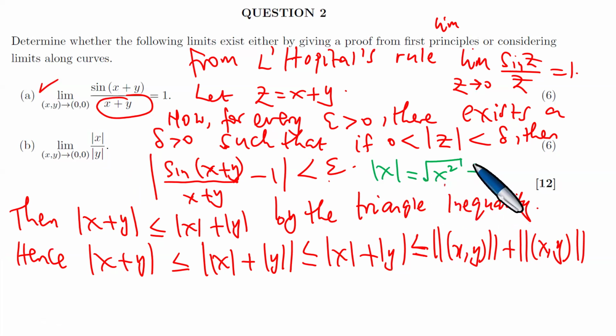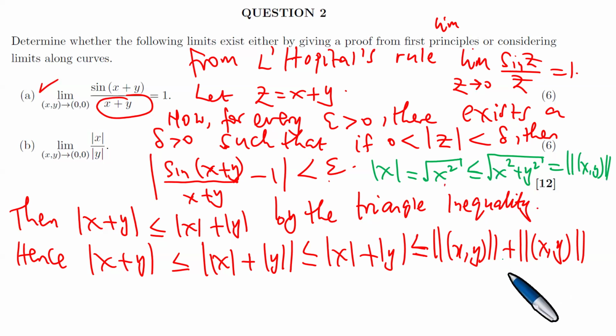But now we can increase the size of the right-hand side. Wherever there is x squared, we can include a y squared. If you include a y squared, because y squared is greater or equal to zero, the right-hand side is going to be bigger than the left. And that is the reason why the modulus of x is less or equal to the length of x and y, but also the modulus of y is less or equal to the length of x and y. In a nutshell, the modulus of y is exactly the square root of y squared.